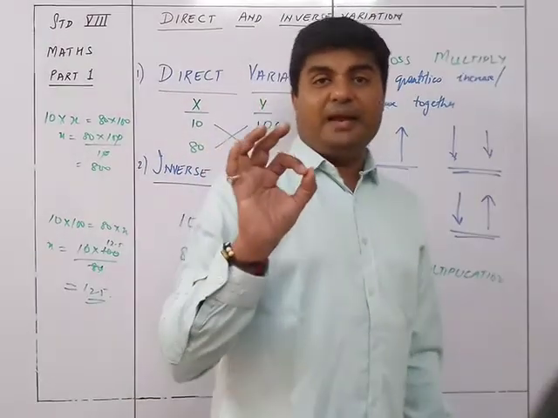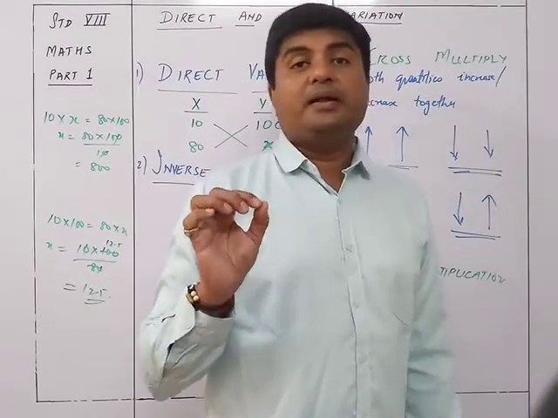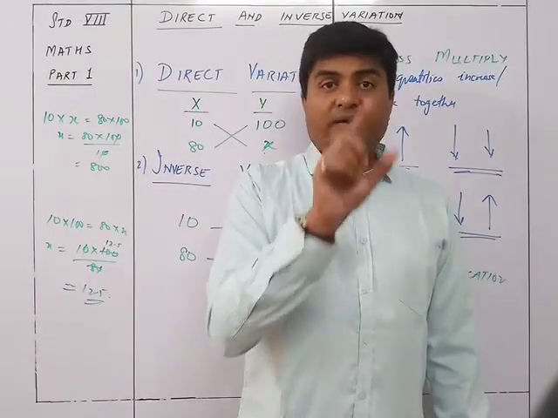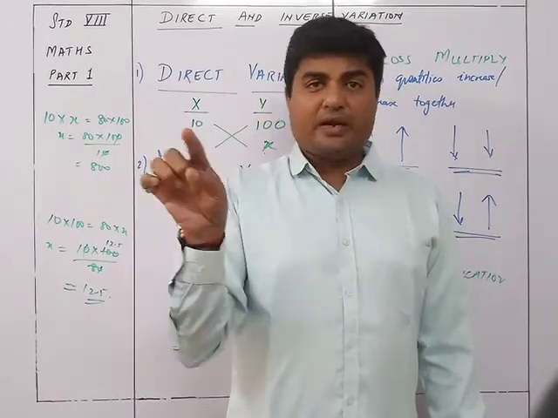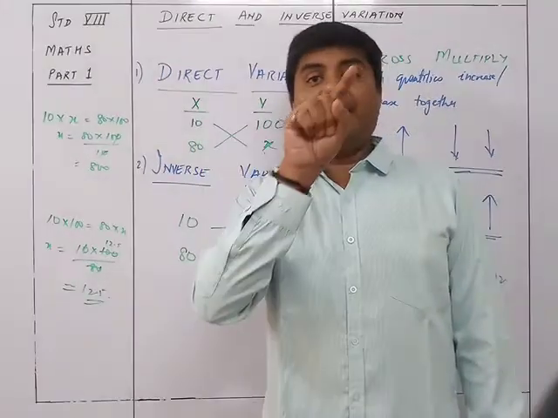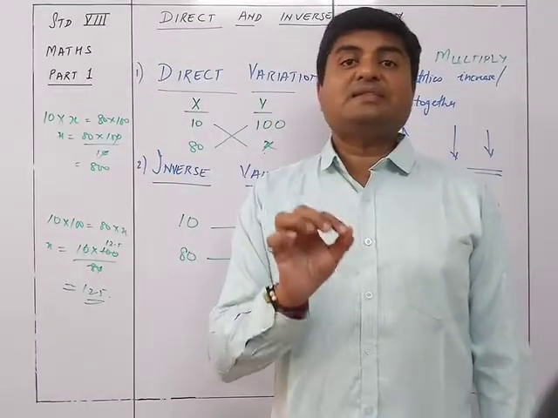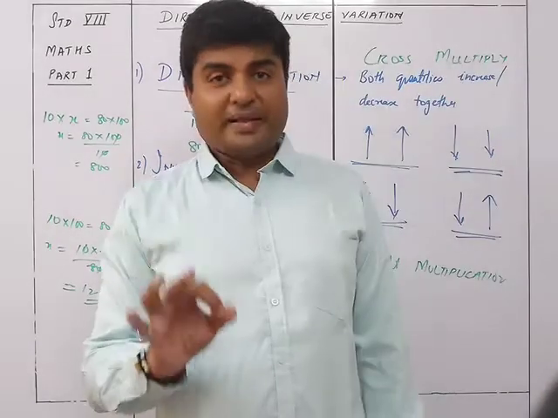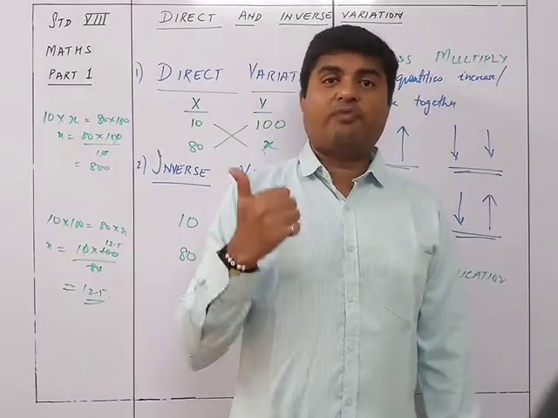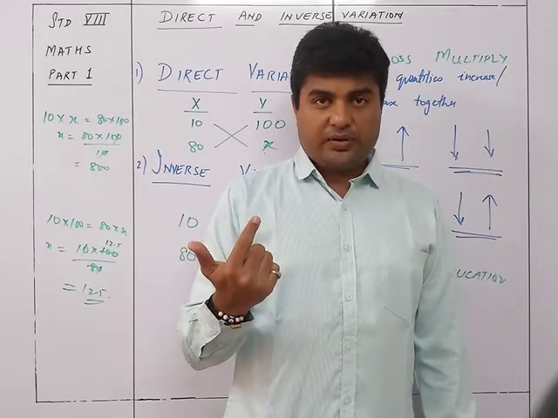So mainly, what is the important part? When it is inverse variation, you are going to take the terms and straight multiply. In case of direct variation, you are going to take the terms and cross multiply. That's the basic method you are going to apply in solving the sums of direct variation and inverse variation.